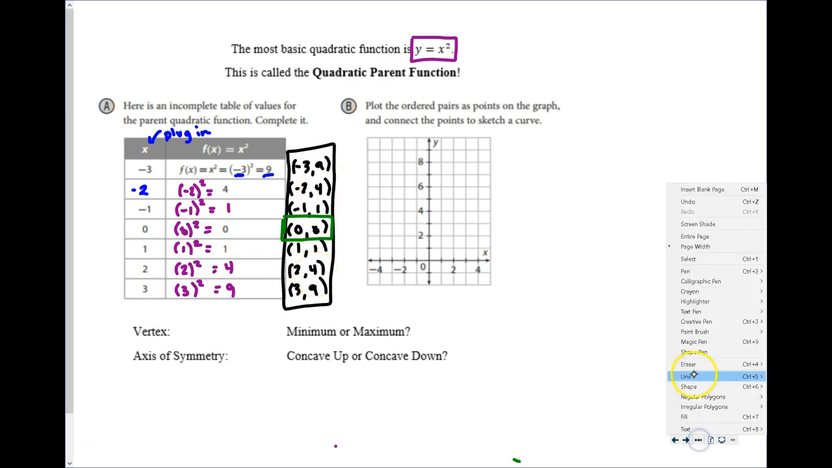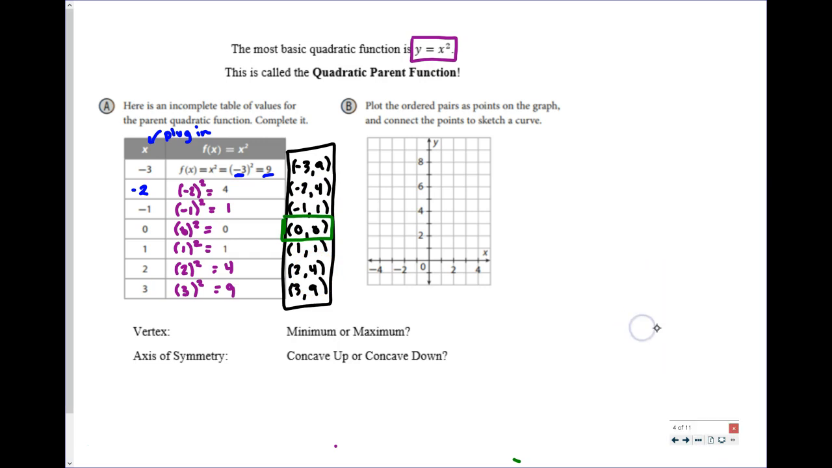So when I plot this, okay, I'm going to first start with that 0, 0. Then I'm going to plot my negatives. So I'm going to plot this point right here, -1, 1. Then I'm going to plot this guy, -2, 4. And then this -3, 9 right here.